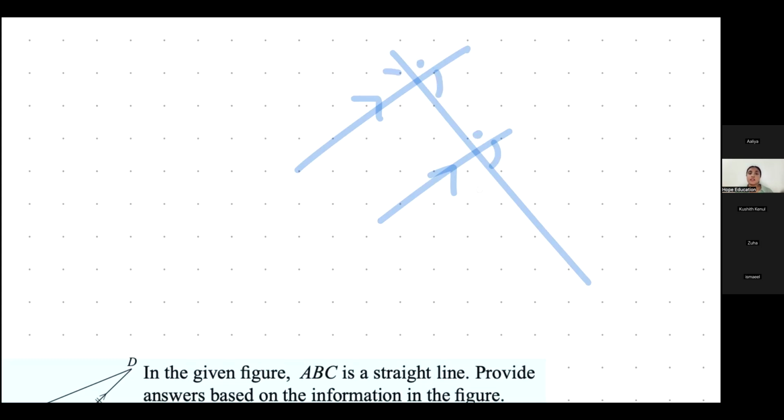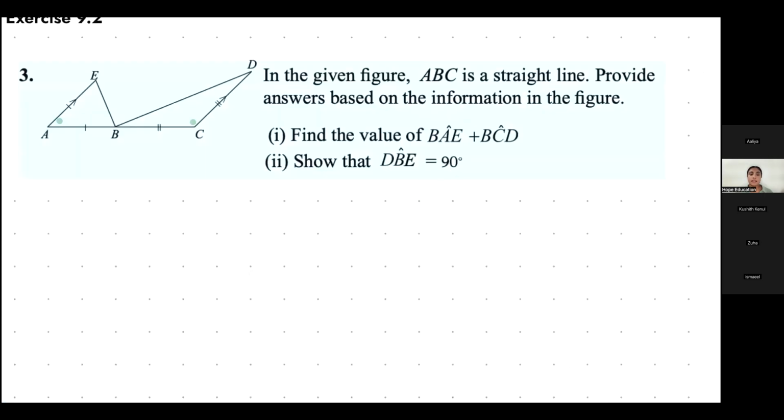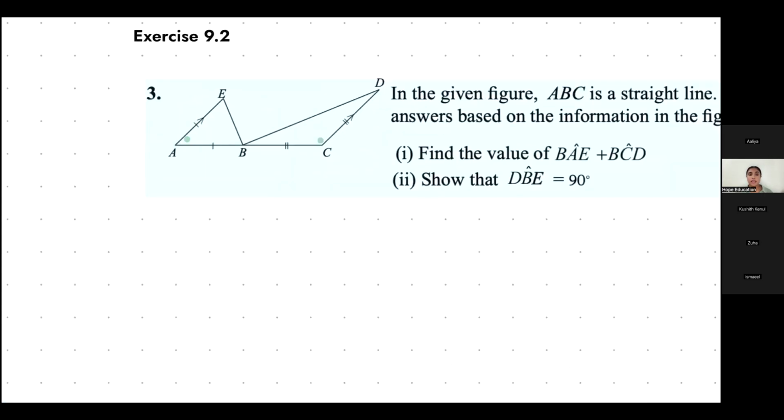So alternate angles are equal, corresponding angles are equal, but allied angles are not equal. But when you add them, they become 180. If I add them, it will be 180. So we have two parallel lines. Clearly, this and this are parallel. In a C shape, allied angles.